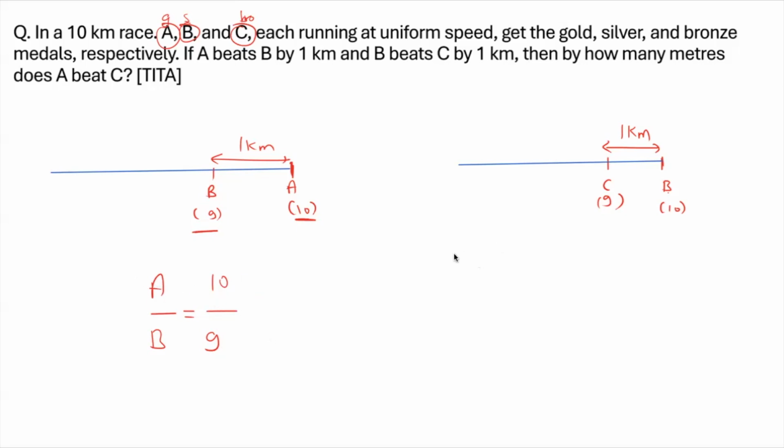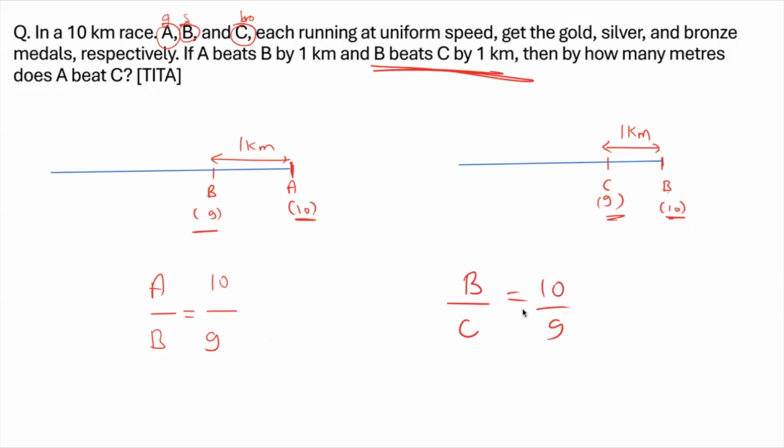The same logic can be applied in the next part of the question. B beats C by 1 kilometer. So in the 10-kilometer race, when B covers 10, C is covering 1 kilometer less, that is 9. So in equal amounts of time, the distances they have covered are 10 and 9. The ratio becomes 10 is to 9.